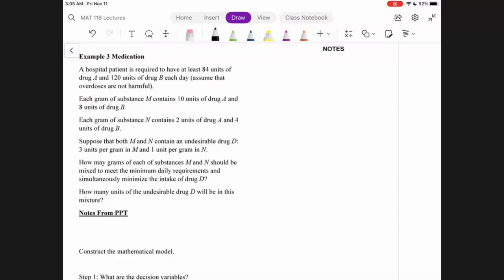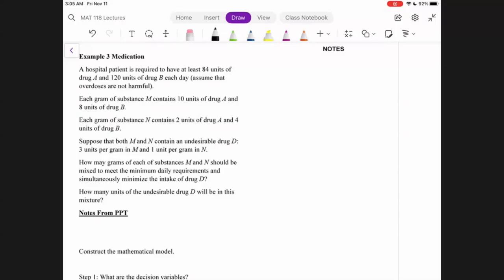So initially when you read this, you might have thought A would be X, B would be Y, but by reading the problem more, we see that M and N would be X and Y, because it says that suppose that both M and N contain some undesirable drug D, 3 units in M and 1 unit in N. And it says how many grams should be given of M and N to be mixed together so I can meet those minimum requirements, but minimize drug D.